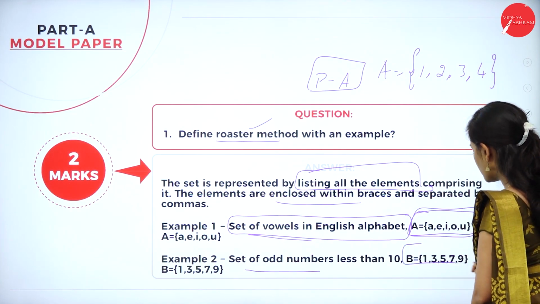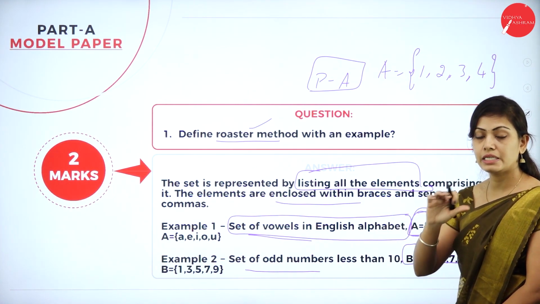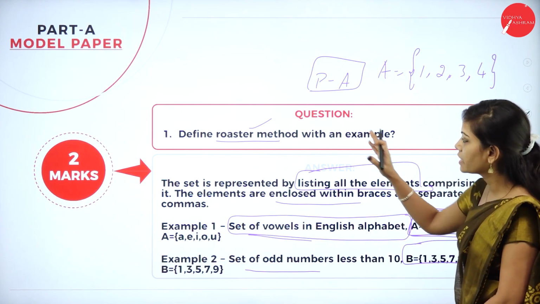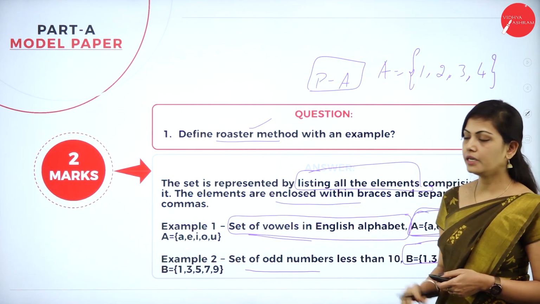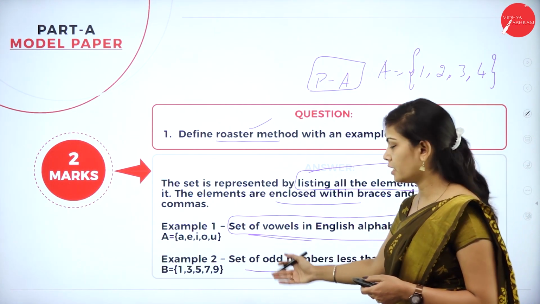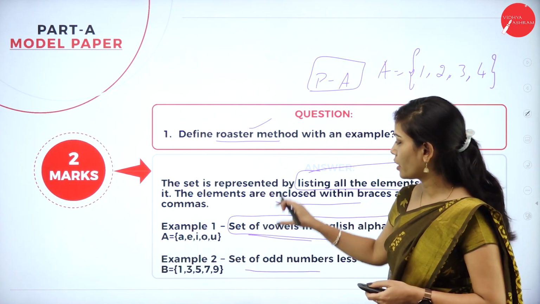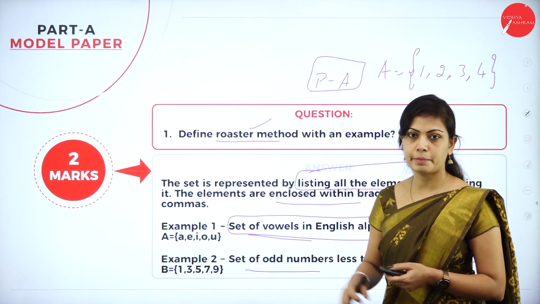So here I am listing just the elements. Listing the elements is called the roster method. Is it clear? This is a 2 marks question. You can give any other examples. So first you have to write the definition and one example.